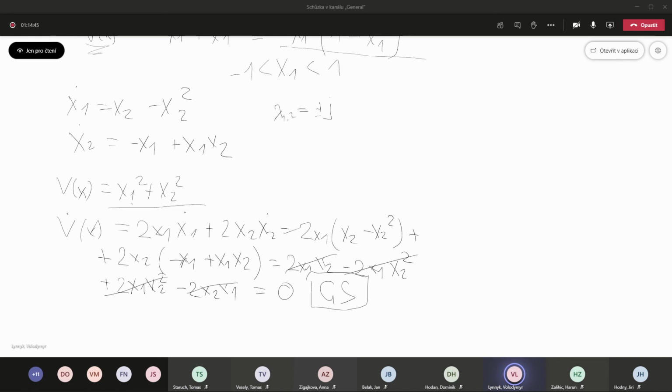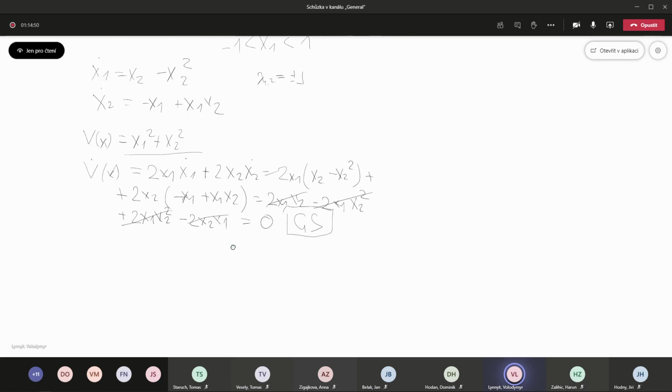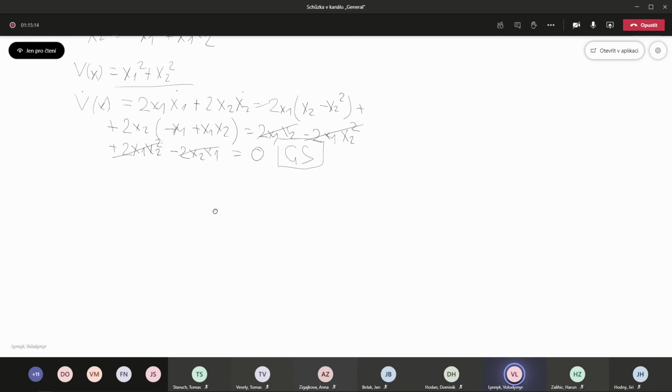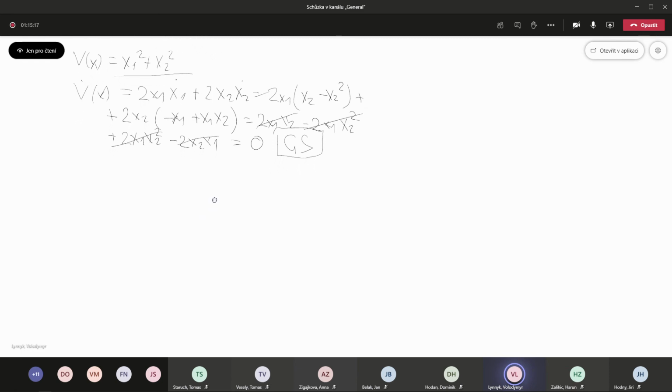And I want to show you, because today in the lecture, Professor Tchaikovsky said something about positive definite functions and negative definite functions, and I will show you how we can check if a function is positive definite or negative definite. Let's use the Sylvester criterion. Yeah, you know this Sylvester criterion in Czech.